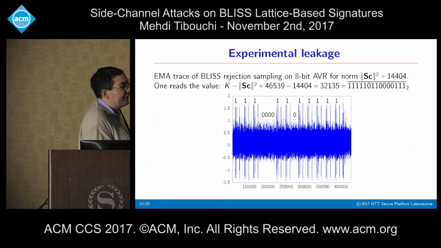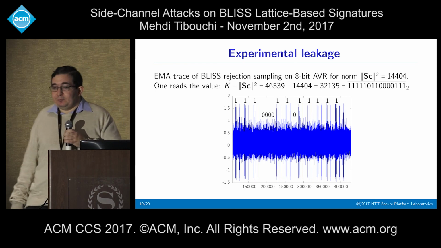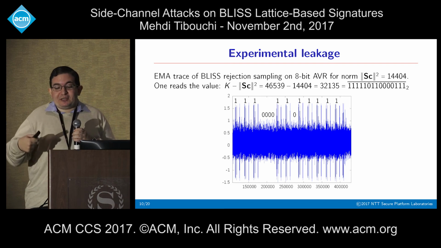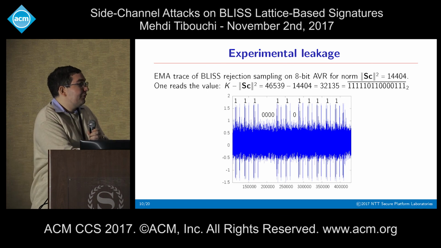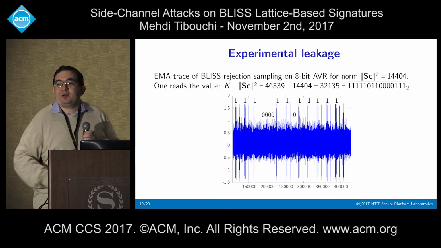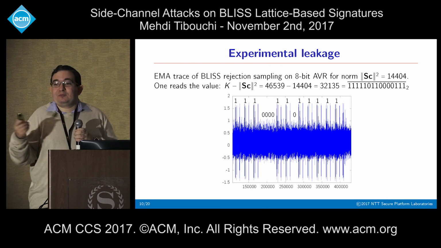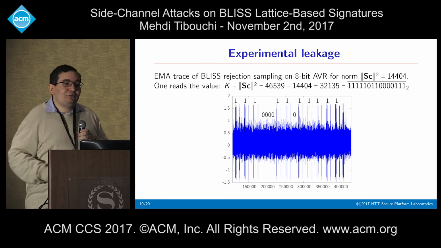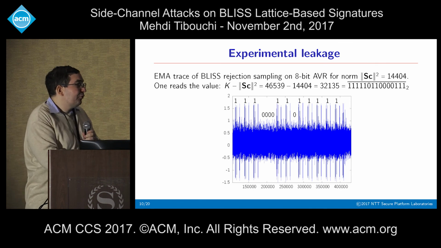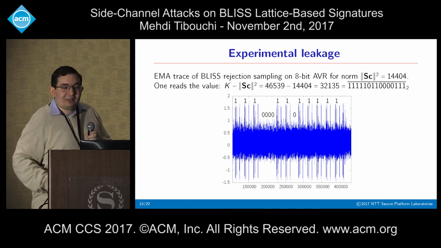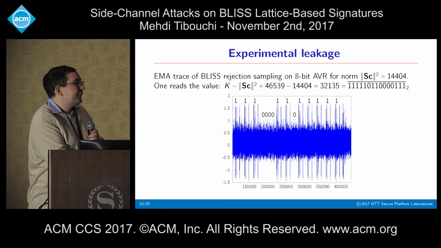In practice, if you execute that on our AVR microcontroller, you can directly measure the electromagnetic emanation of the device during this Bernoulli sampling step, and you will very quickly obtain a trace where you have a peak of emanation when the corresponding bit is 1, which is when the device actually does something within the loop, and almost nothing when the bit is 0. In this case, for example, you recover this sequence of bits, and it corresponds to the value k minus this square norm, which you can conclude is equal to 14,404.